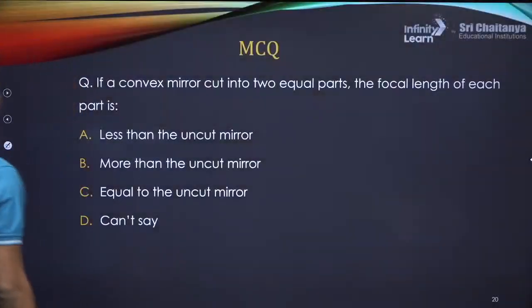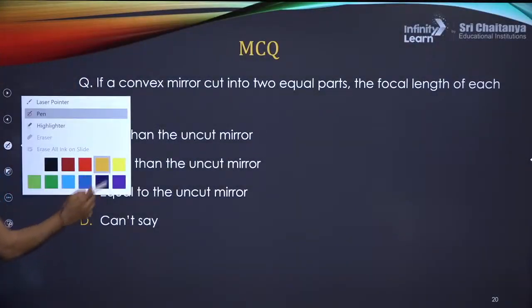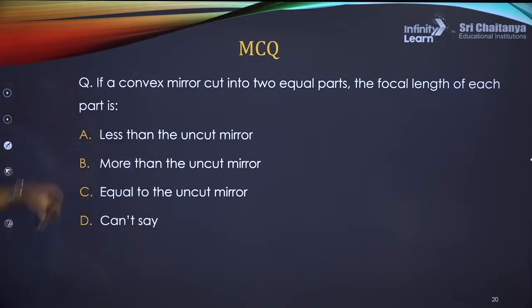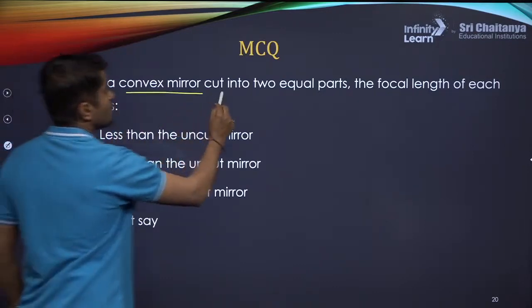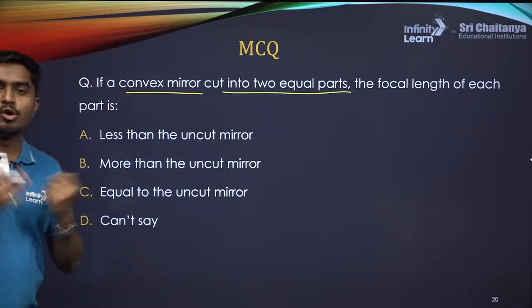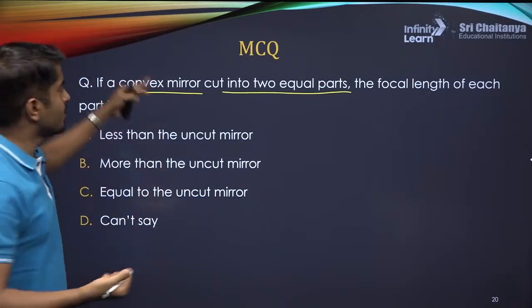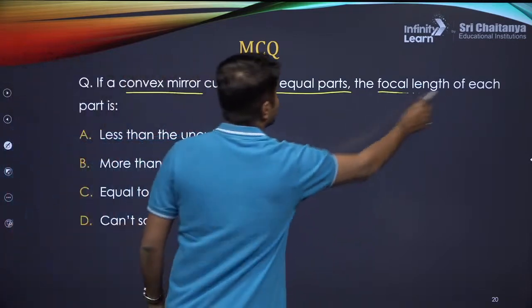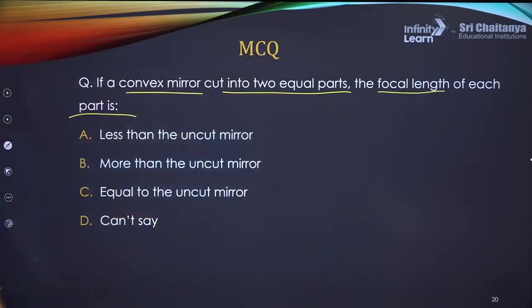So now let's solve one more question. The convex mirror is cut into two equal parts. एक हमने convex mirror ले लिया, उसको क्या किया, break into two equal parts. The focal length of each part is, तो focal length क्या होगी दोनों parts की. So, you understood the question?